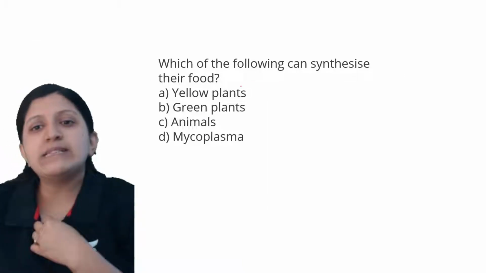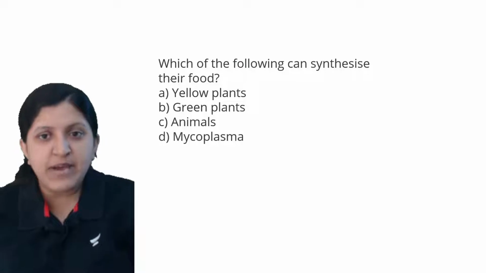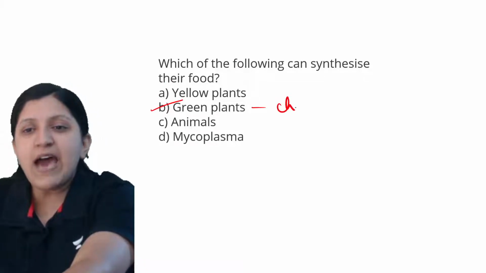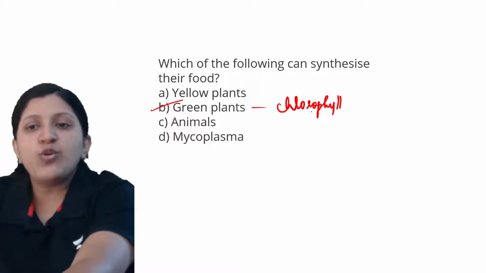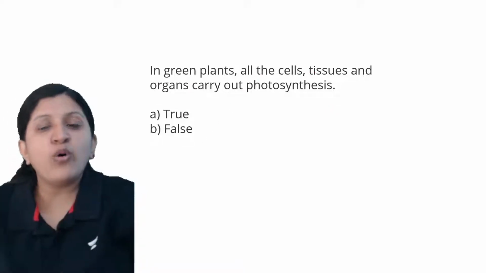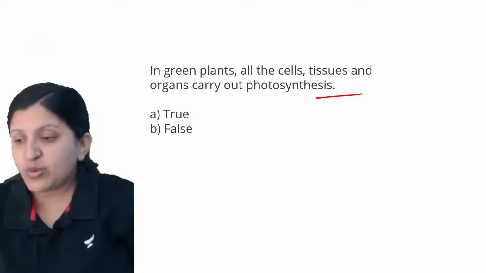Which of the following can synthesize their food? Yellow plants, green plants, animals and mycoplasma. Yes, it is green plants because they have a pigment called chlorophyll, and that chlorophyll is a must to synthesize food. So in green plants, all the cells, tissues and organs carry out photosynthesis.